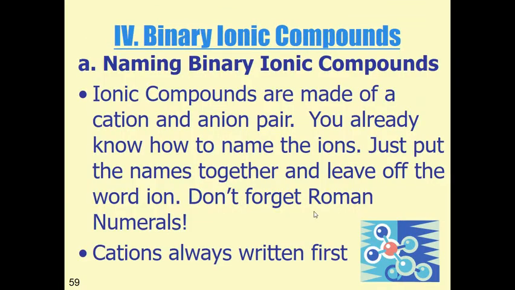To name binary ionic compounds, remember your ionic compounds are made up of a cation and an anion pair. And you know how to name the ions separately. So to name the compound, you just put those separate names together. And if there are Roman numerals in the ion's name, you don't forget that and you add that to the name. And again, cations are always written first. In chemistry and in life, we always lead with the positive. Cations go first, they're positive.